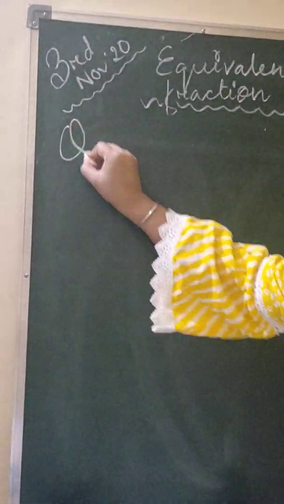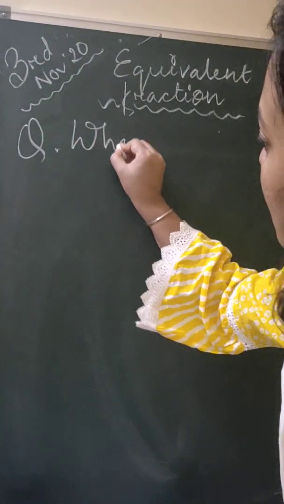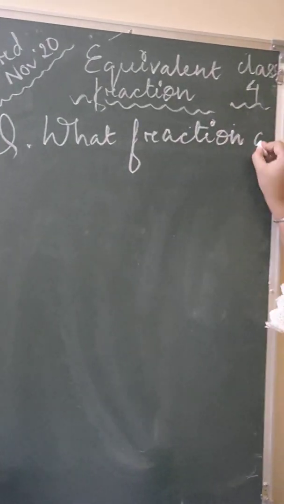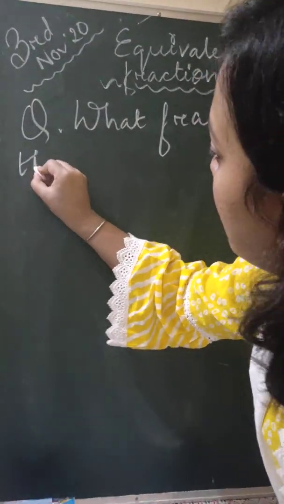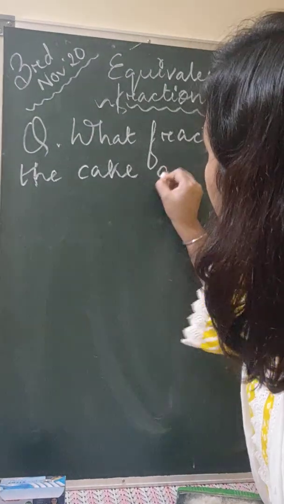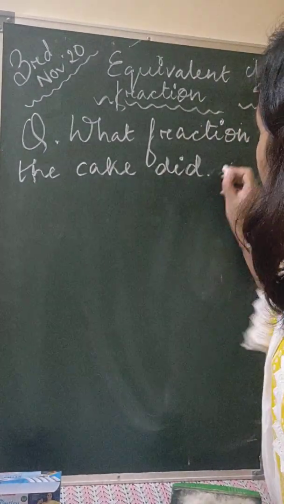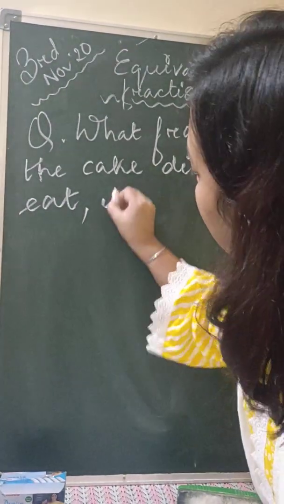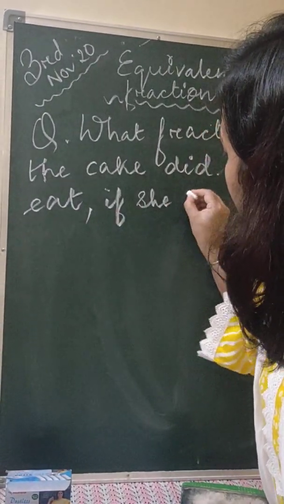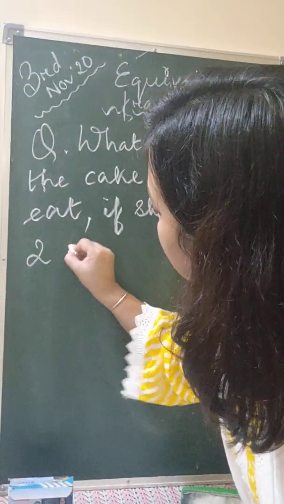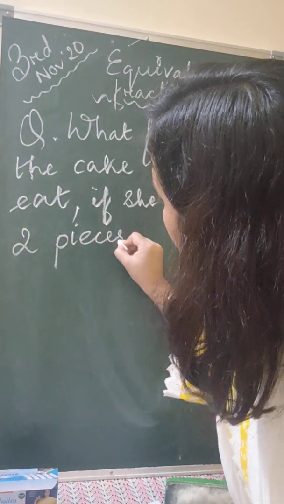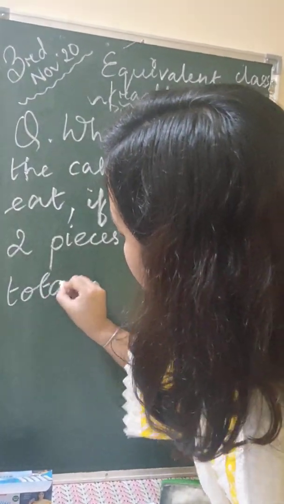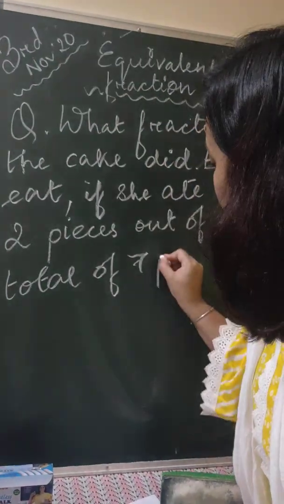So see the question. I will be writing a question here. What fraction of the cake did Isha eat if she had 2 pieces out of a total of 7 pieces?